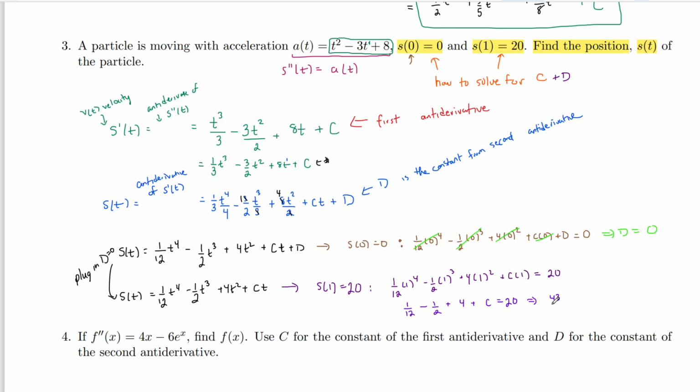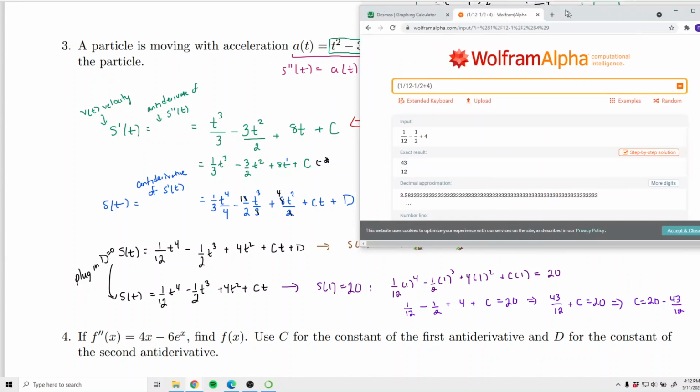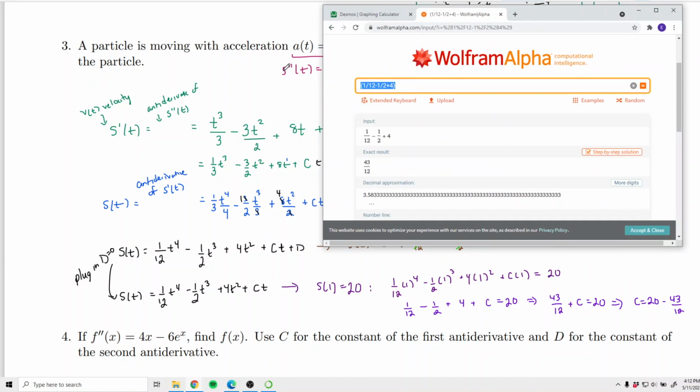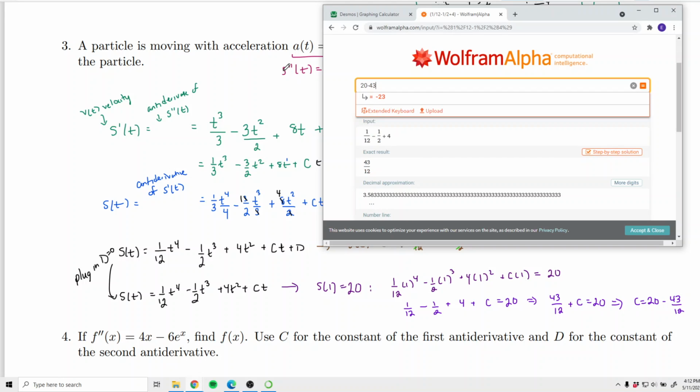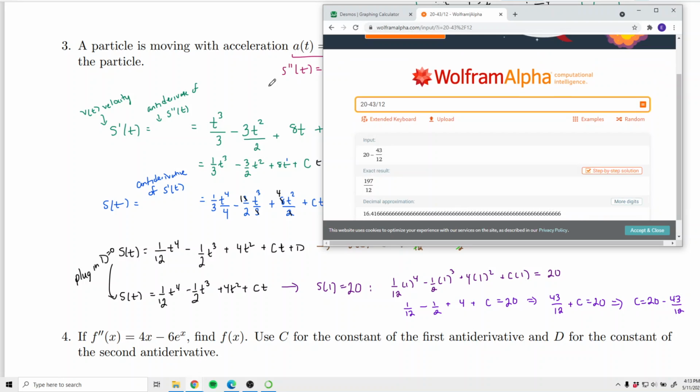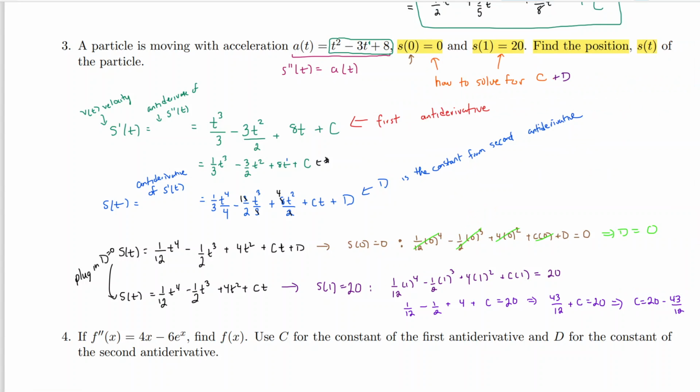So we got 43/12 plus c equals 20. And that means c equals 20 minus 43/12. Well, what I'm going to go ahead and do now is just finish that off in the calculator. But once again, you can do it by hand. Get a common denominator. We have 20 minus 43 divided by 12. And if you want to hit enter once again, just make sure it's reading it correctly. It is, and we get 197/12. Kind of an obnoxious answer, but that's what it is.